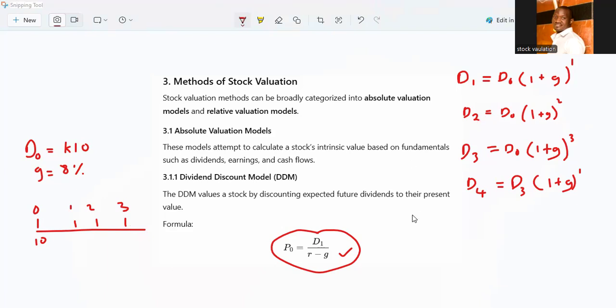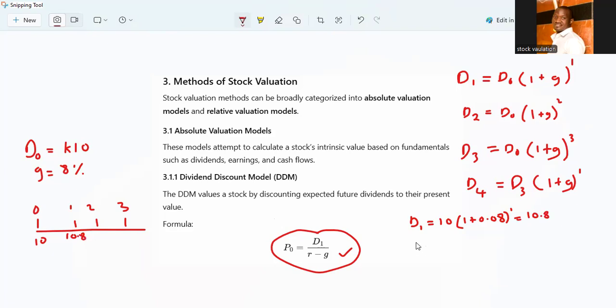So how do we find the dividend in year one? D0, which is 10 kwacha, times 1 plus growth, so 1 plus 0.08, since our growth rate is 8%, to the power 1. What do we get there? We're going to get 10.8 kwacha. So it has grown, and this is the dividend in year one. Are we together? I'm trying to be as basic as I can so that we understand where we're going.